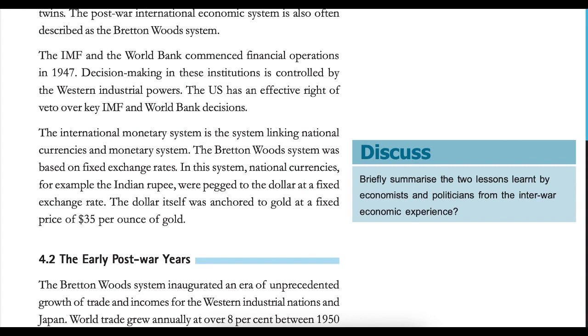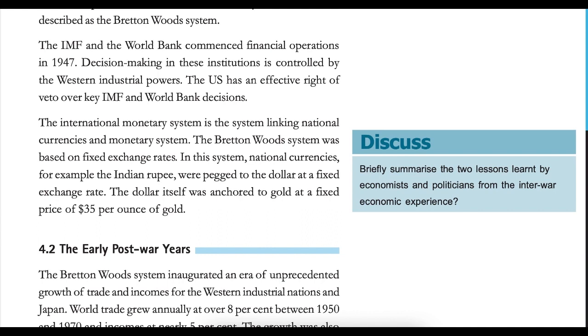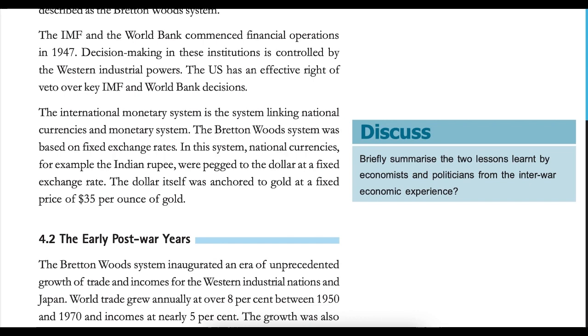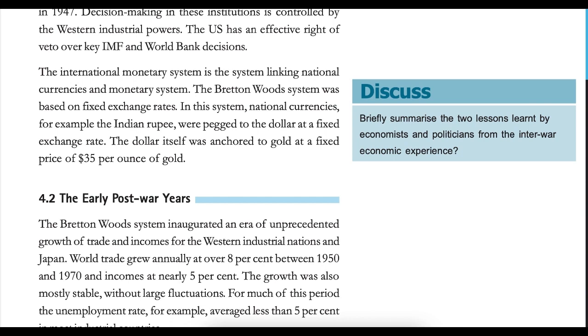The IMF and the World Bank commenced financial operations in 1947. Decision-making in these institutions is controlled by the Western industrial powers. The U.S. has an effective right of veto over key IMF and World Bank decisions. The international monetary system is the system linking national currencies and monetary systems. The Bretton Woods system was based on fixed exchange rates.